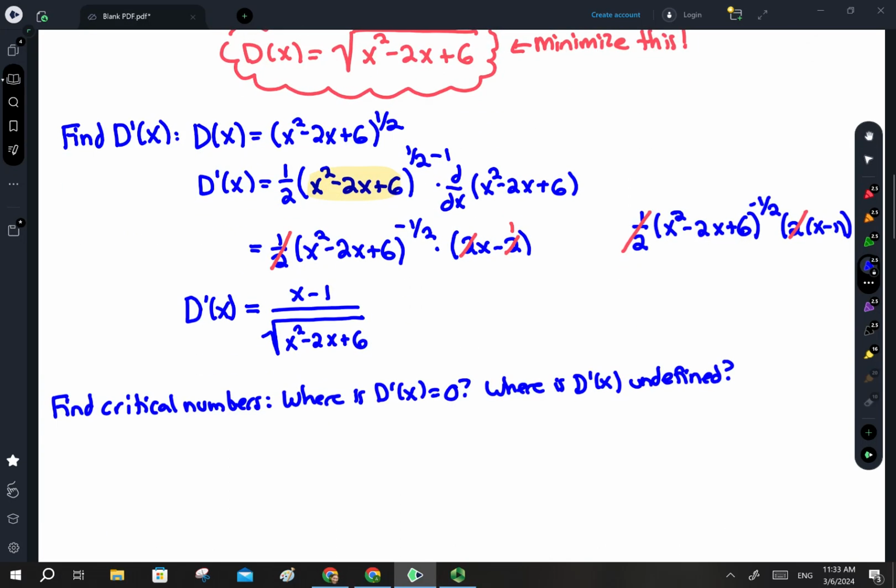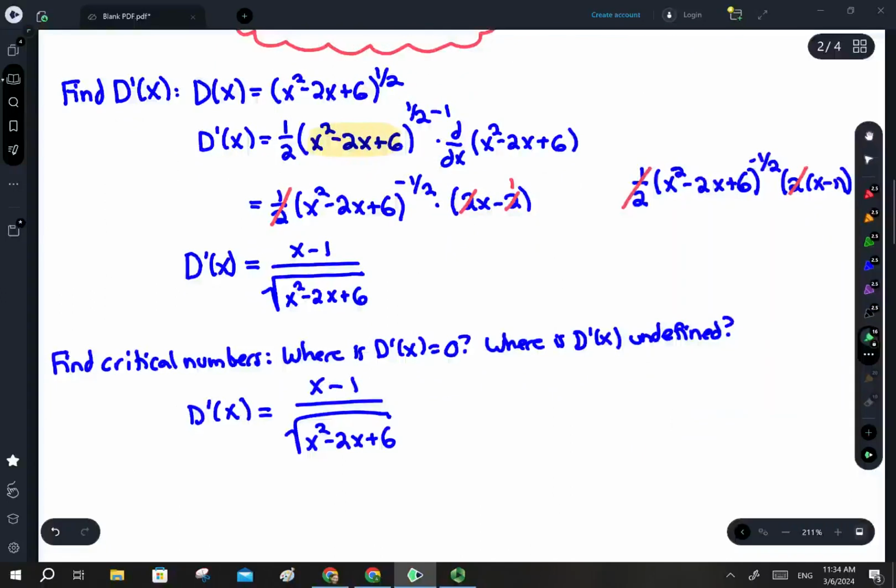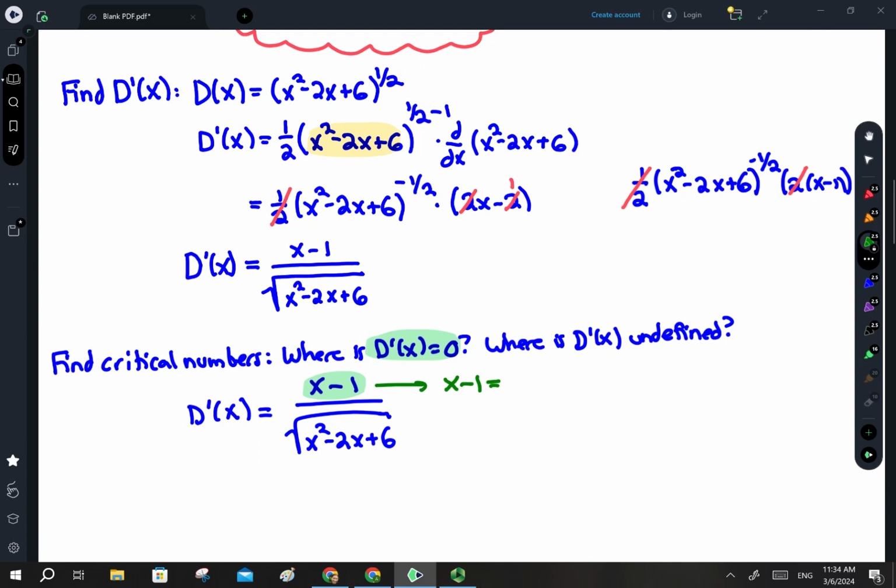Now I need to find the critical numbers. So I'm looking for places where my first derivative is either 0 or undefined. A fraction can only be 0 if the numerator is equal to 0. So asking where d prime of x is equal to 0 is the same as asking where is x minus 1, the numerator, equal to 0. So one of my critical numbers is x equals 1.